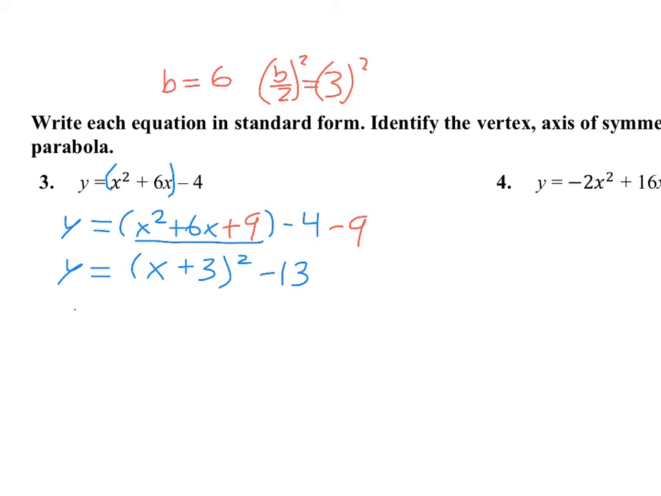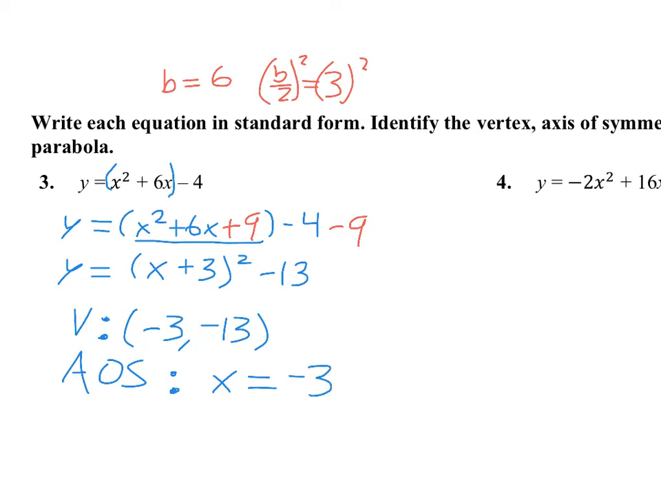Now they want the vertex. So we do the opposite of what we see in the parentheses. So plus 3 becomes negative 3. Then we keep the y the same. Alright, they also want the axis of symmetry. The axis of symmetry is just x equals, then you take the x coordinate from the vertex. And if you don't write x equals, then it's wrong, because we need to know that it's the vertical line. We're going to learn sideways parabolas soon, so you need to say whether it's x equals or y equals.